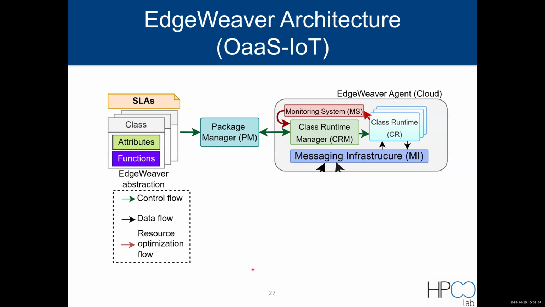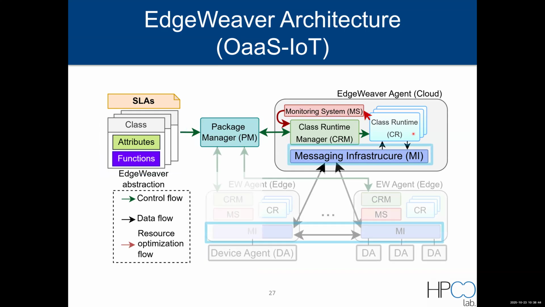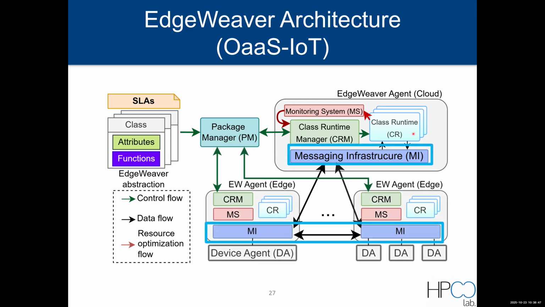To do that, we create a new architecture. We give it a new name as an edge. We work as an implementation name. The OS IoT is the concept. You can see that the idea is pretty much the same. We have a package manager that accepts the class or the deployment package, and it goes to the cloud or multiple edge servers, and we have multiple components that do pretty much the same, but we have one more thing that we call the messaging infrastructure.